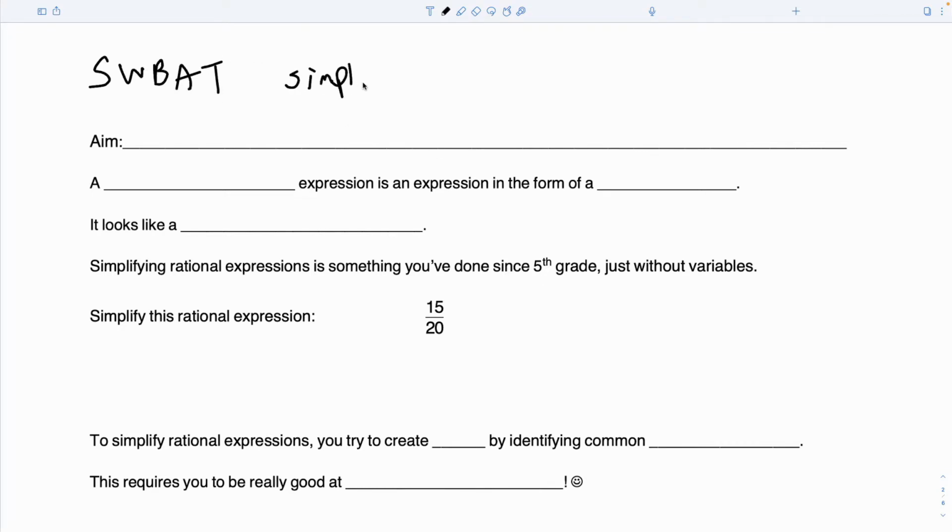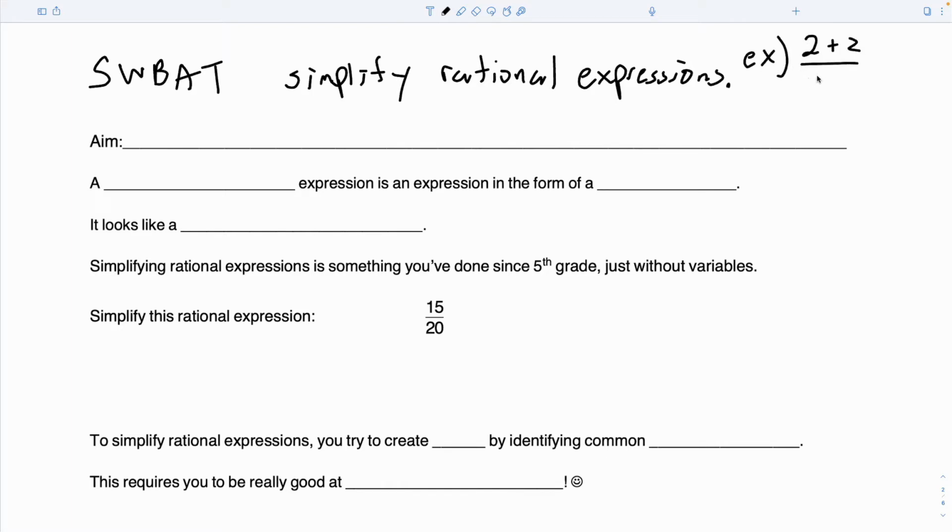Simplify rational expressions. You have been simplifying rational expressions since probably 4th grade, maybe 5th grade. I'm going to give you an example up here. I want to talk about it. If you have 2 plus 2 over 6 plus 2, how would I simplify that expression?